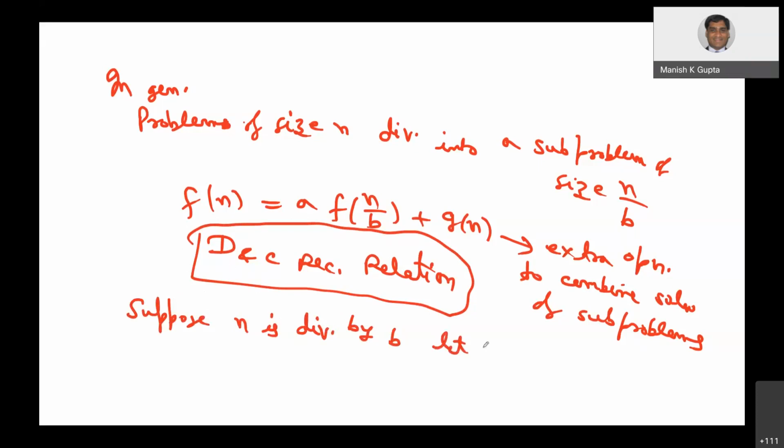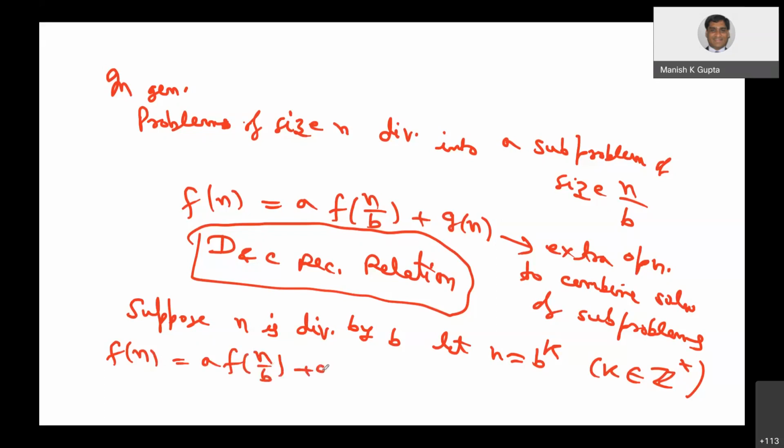So let n be equal to b raised to power k, where k is a positive integer. Suppose we are looking at this kind of thing. Then we can write f of n as a times f of n by b plus g of n, right? And we iterate. We use this relation again for f of n by b.